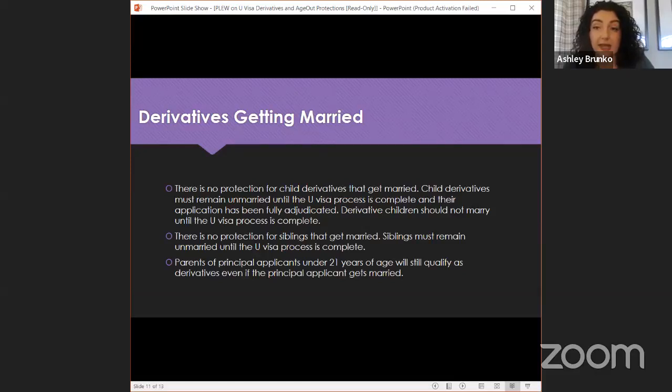There are also no protections for siblings that get married. They must remain unmarried until the U visa process is complete. If they get married, they would automatically be removed from the application as they are no longer eligible. Interestingly, parents and siblings of principal applicants who are under 21 years of age at the time of filing will still qualify as derivatives, even if the principal applicant gets married.